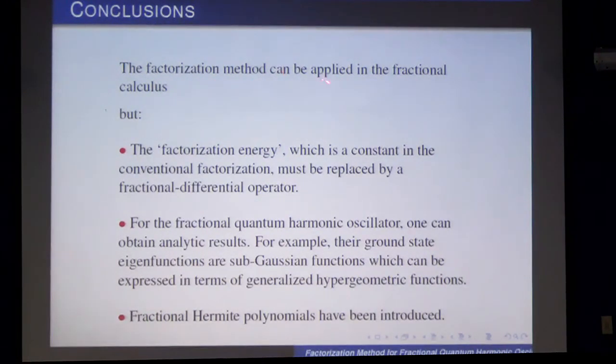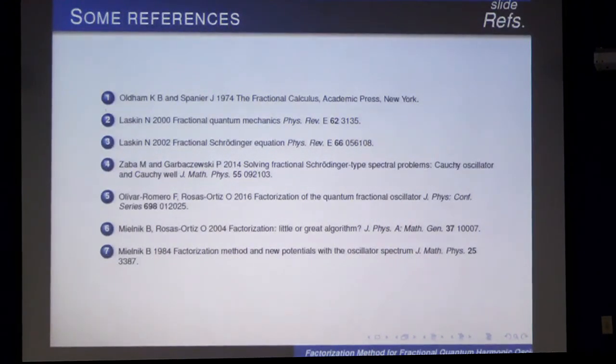So the conclusions are that the factorization method can be applied to the fractional calculus, but you should consider that the factorization energy could be a pseudo-differential operator. And okay, we introduced these sub-Gaussian functions, and in terms of the generalized hypergeometric functions, we found out that they are practically a superposition of generalized hypergeometric functions. And as a byproduct, we also introduced this kind of Riesz-Feller-Hermite polynomials.